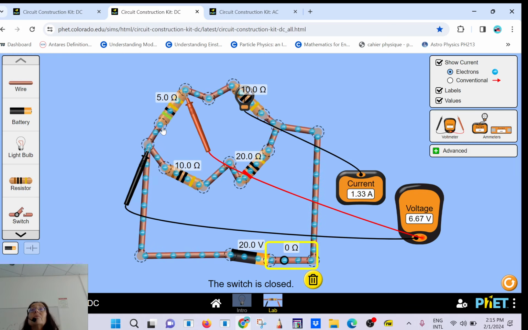Agree? Okay. So let's find the current here. What's the voltage across those two? It's back to 20, yes? And what's the equivalent resistance here? 30. How much is 20 divided by 30?